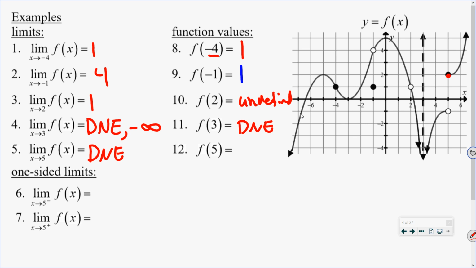What is f of 5? That one has a closed dot up here. So when I plug 5 in, I get 2 back out. So that's equal to 2.